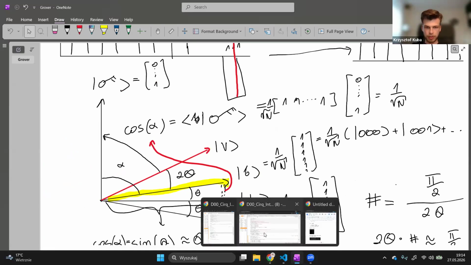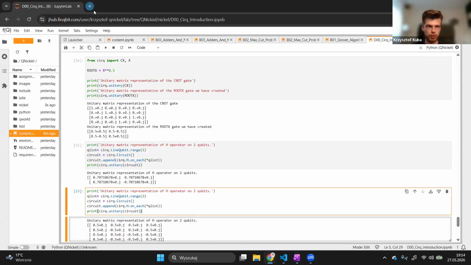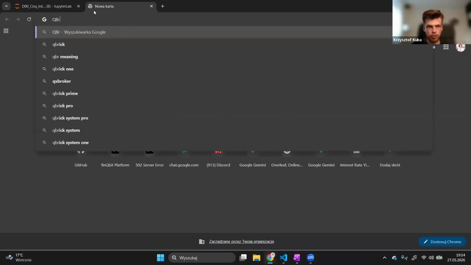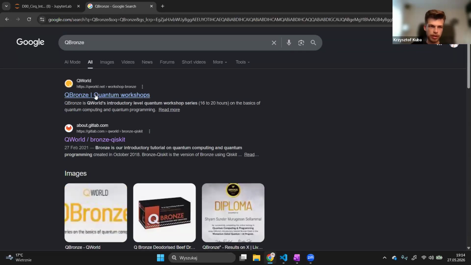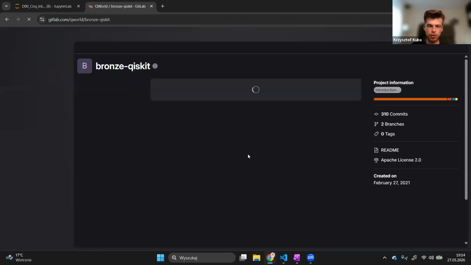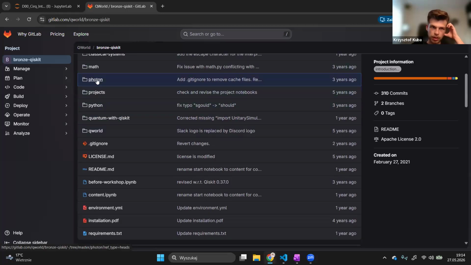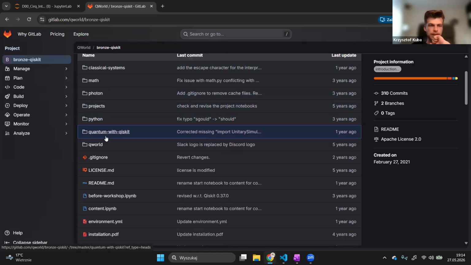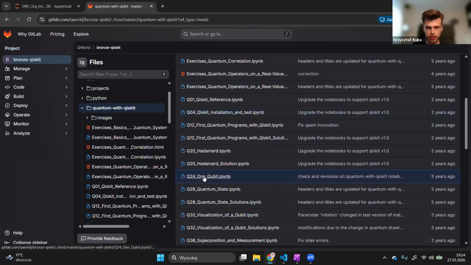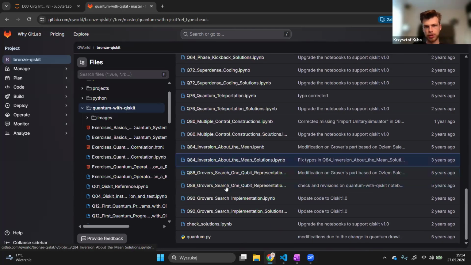I can maybe briefly show you. If you go here and search for the keyword QBronze, you should find the materials explaining the basics of Grover's algorithm. Quantum of Qiskit, I think it's here. Grover's search, one qubit representation.